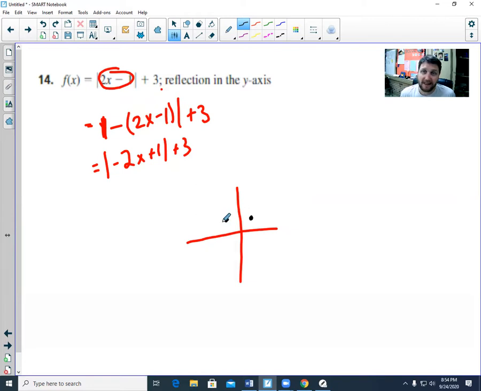In order to move it left 1 unit from the axis, it has to be a +1, which is exactly what's happening right here. That will make it shift so that it's over on the other side, okay? So this is what we would end up doing.